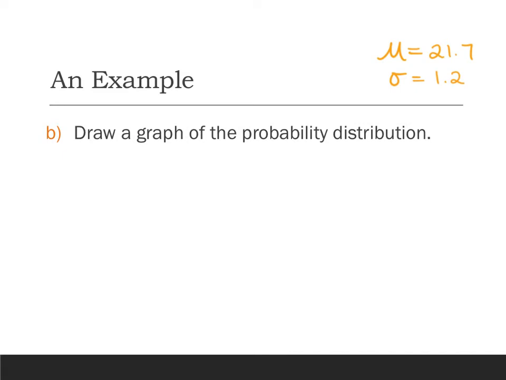All right, and if we want to draw a graph of our probability distribution, well, we knew it was approximately normal, so a normal distribution. So I'm going to do my best. Do this better with pencil and paper. But I think I did pretty good. Now, I don't have to do the whole empirical rule, but I do want to mark my mean and label it.